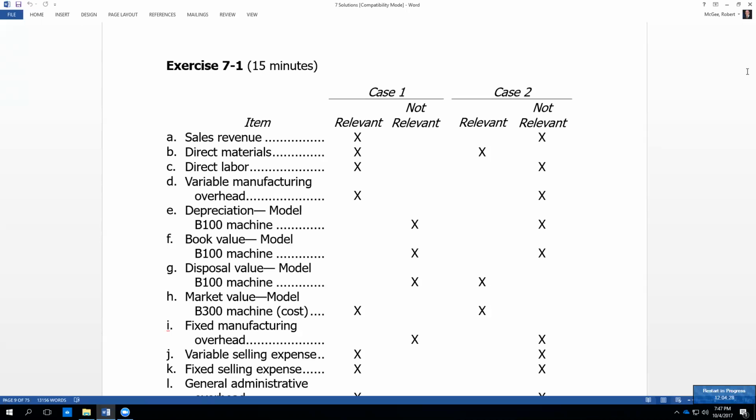Part I, fixed manufacturing overhead in general. Well, that's going to be the same under either alternative. If they buy the new machine or if they don't, the fixed manufacturing overhead general is going to be the same. Any kind of variable stuff is relevant.